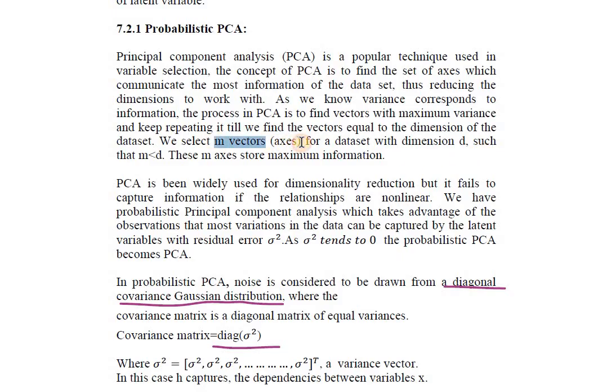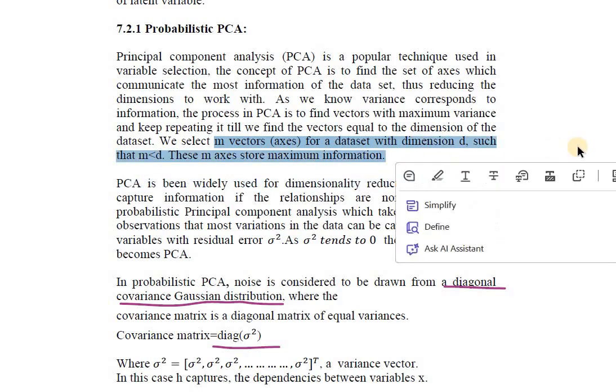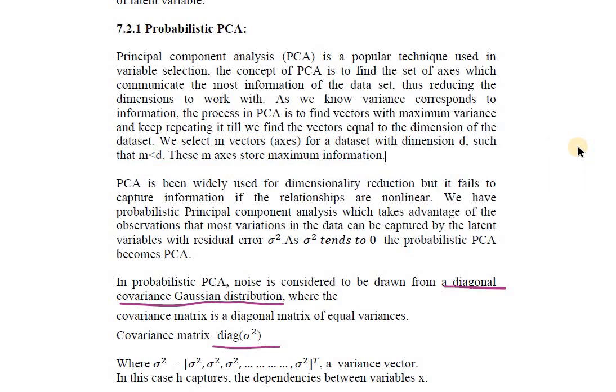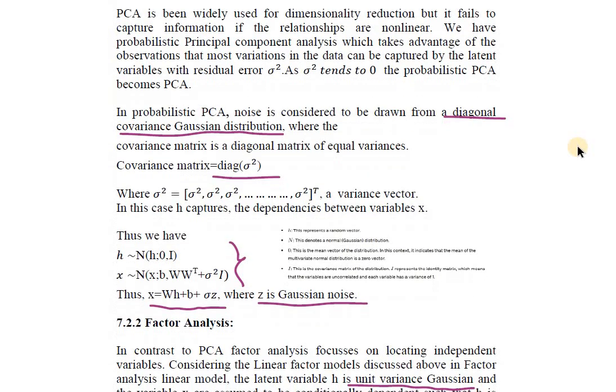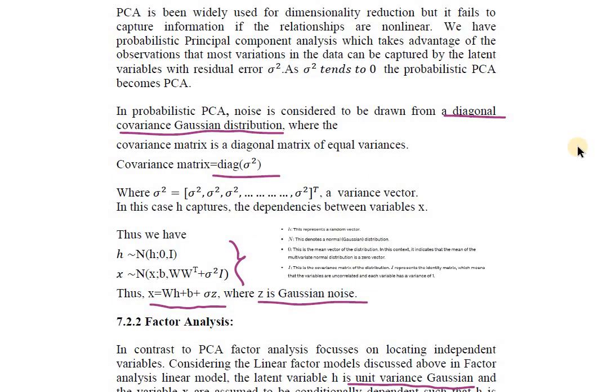And we will select m vectors or axes for the data set with dimension d such that m is less than d. So in short we have got m axes that store maximum information because जितना ज़्यादा variance उतना ज़्यादा information वो store करेगा. Okay, but अभी normal PCA क्यों नहीं use करना है? PCA is, yes it is used for dimensionality reduction, but normal PCA के साथ problem ये होता है कि it does not allow us to capture information if the relationships are non-linear.